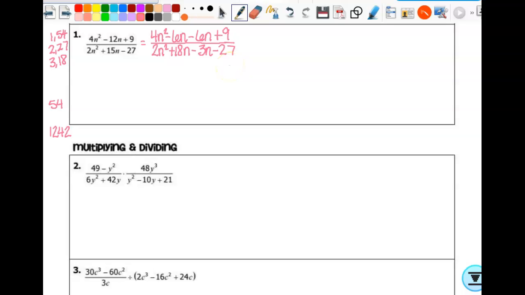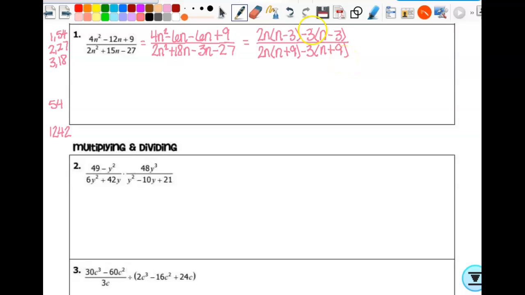Can I cancel anything out right now? No. All right, so then we move on, and we're just going to go ahead and factor by grouping, doing the numerator and denominator separately. Here I can factor out a 2n, leaves me with n minus 3. Here I factor out a negative 3, leaves me with n minus 3. And then here I can factor out a 2n, leaves me with n plus 9. Then I factor out a negative 3, leaves me with n plus 9.